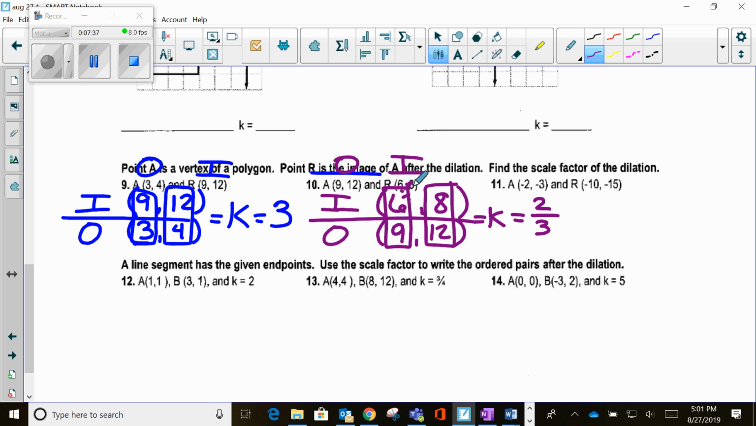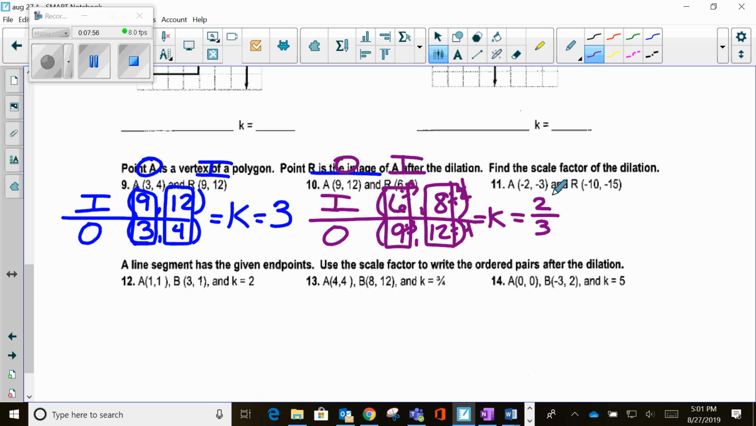6 divided by 3, 9 divided by 3. 8 divided by 4, 12 divided by 4. You get the same answer of 2/3.